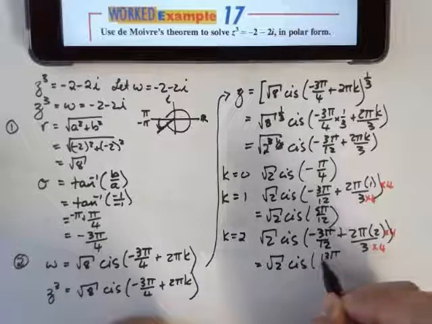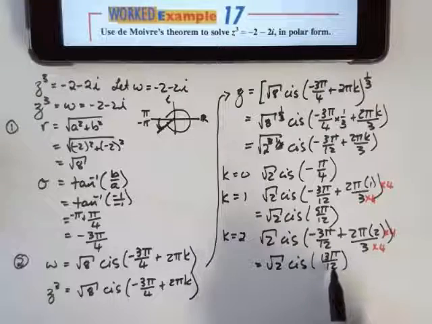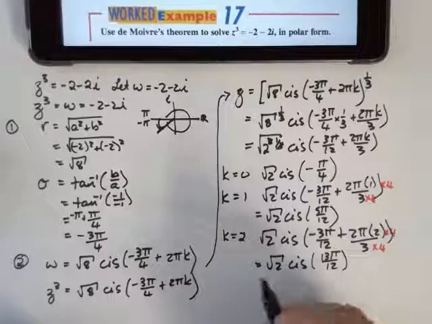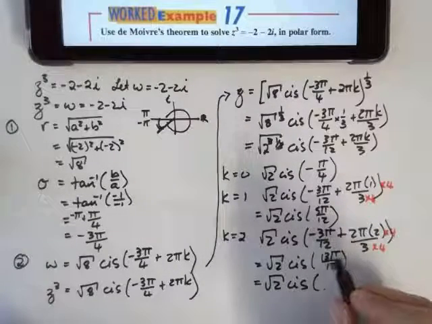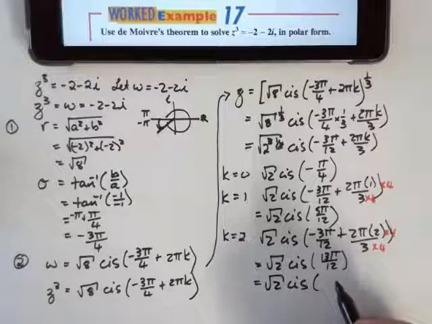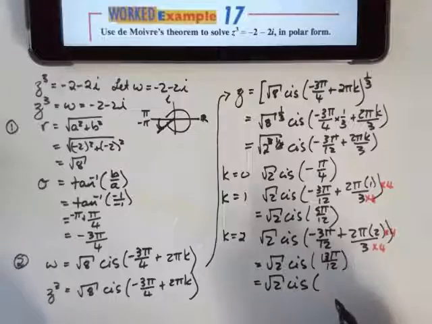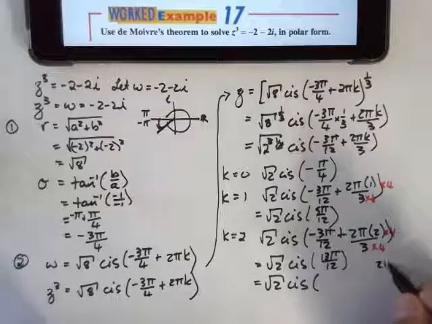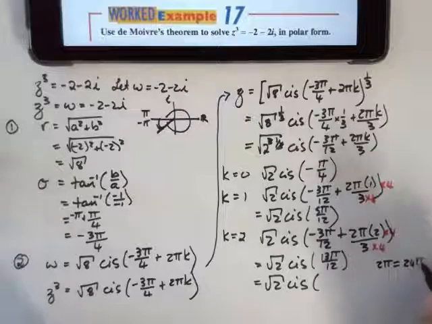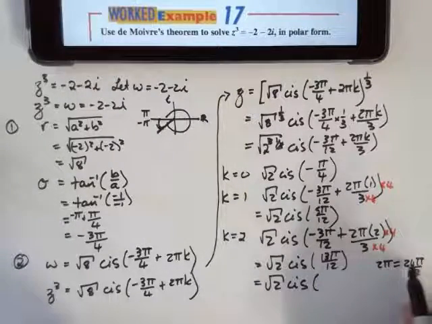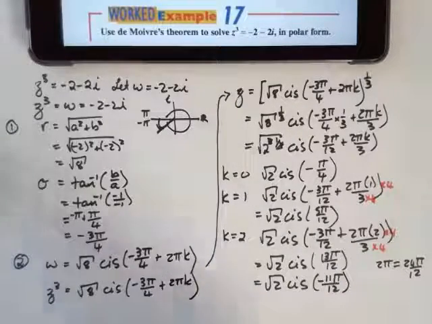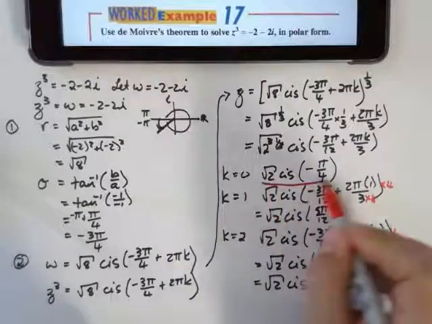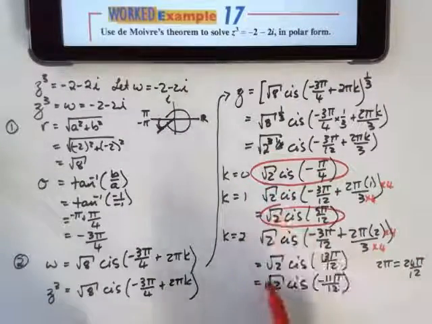13 pi over 12. The only problem is 13 pi over 12 is bigger than pi. So it's square root 2 cis of, and remember, if I have 13 pi over 12, all I'm going to do is take away 2 pi, and 2 pi equals 24 pi over 12. So 13 pi take away 24 pi is negative 11 pi over 12, and now I have three answers. I don't have space to write them. That will be 1, that will be 2, and that will be 3.